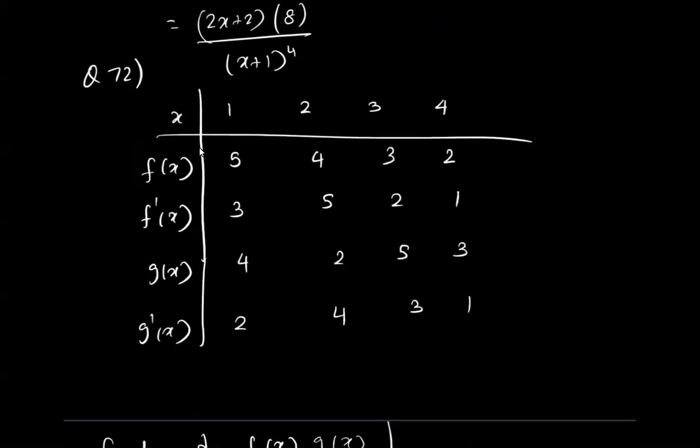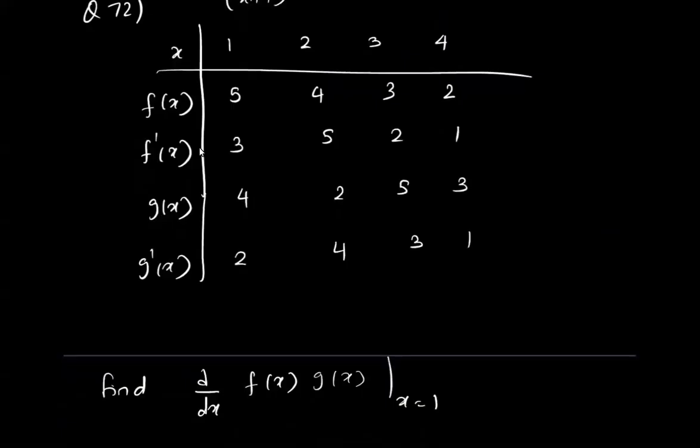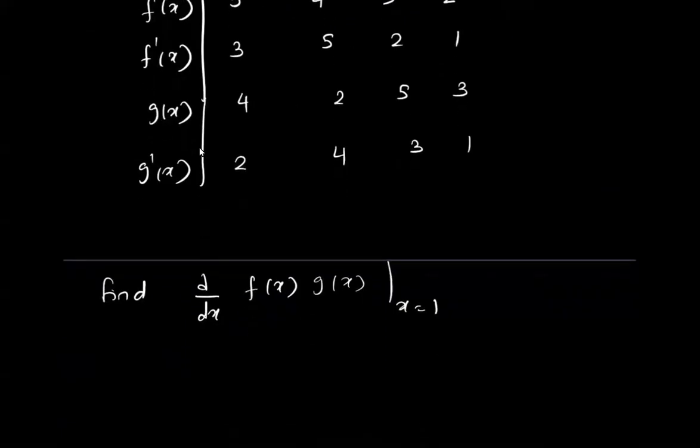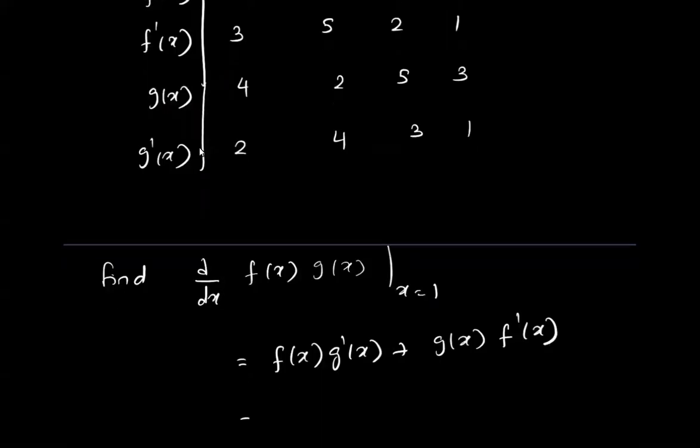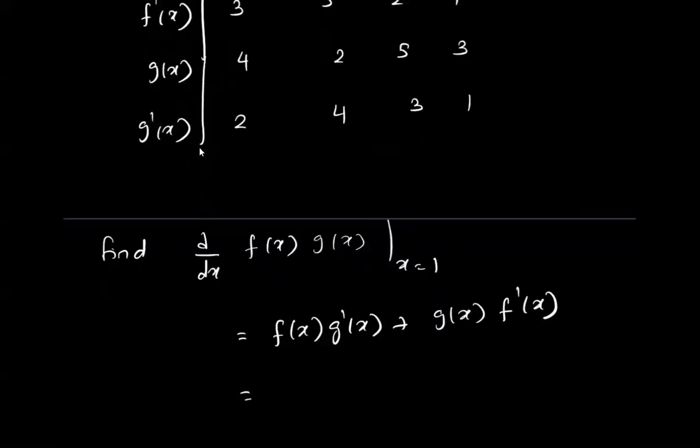All right, in this problem, a table of values is given and they're asking you to find the derivative of the product of f and g at x equals 1. Now remember, what does the product rule say? The derivative of this product is nothing but f of x times g prime plus g of x times f prime, right? Now you have to evaluate it all at x equals 1.